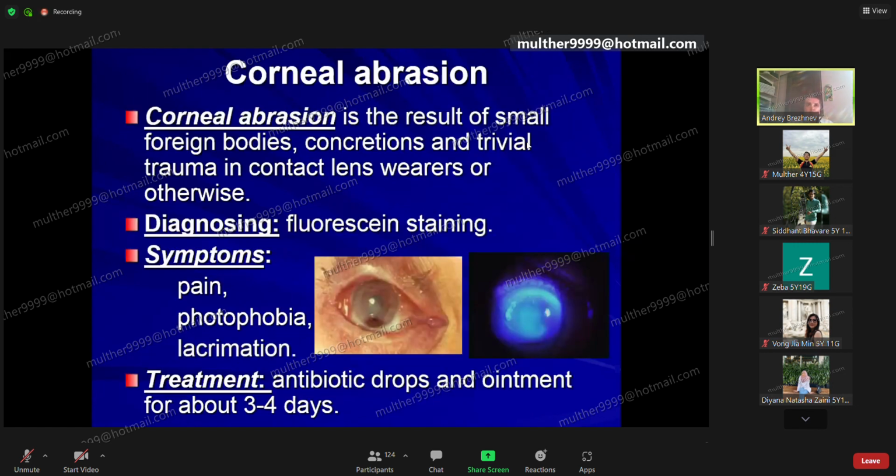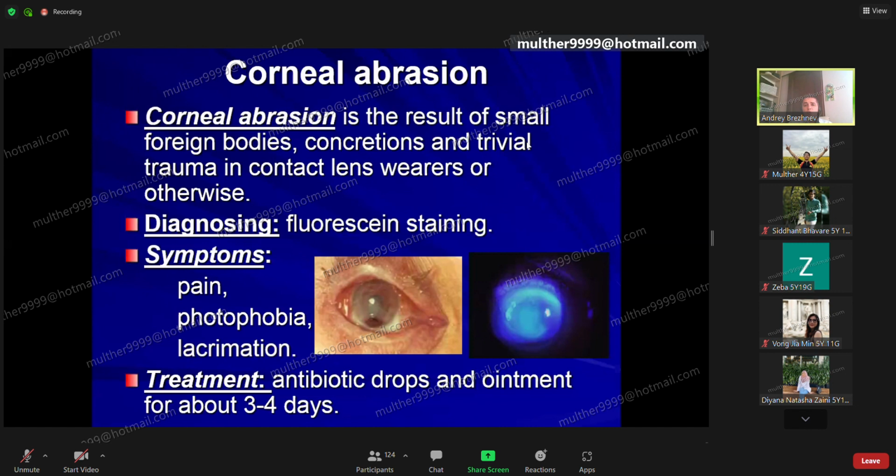The next type of superficial traumas are corneal abrasion or corneal erosion. Corneal erosion is often the result of small foreign bodies, concretions, and trivial trauma, for example, in contact lens users or otherwise. These are very painful and diagnosed by fluorescein staining.